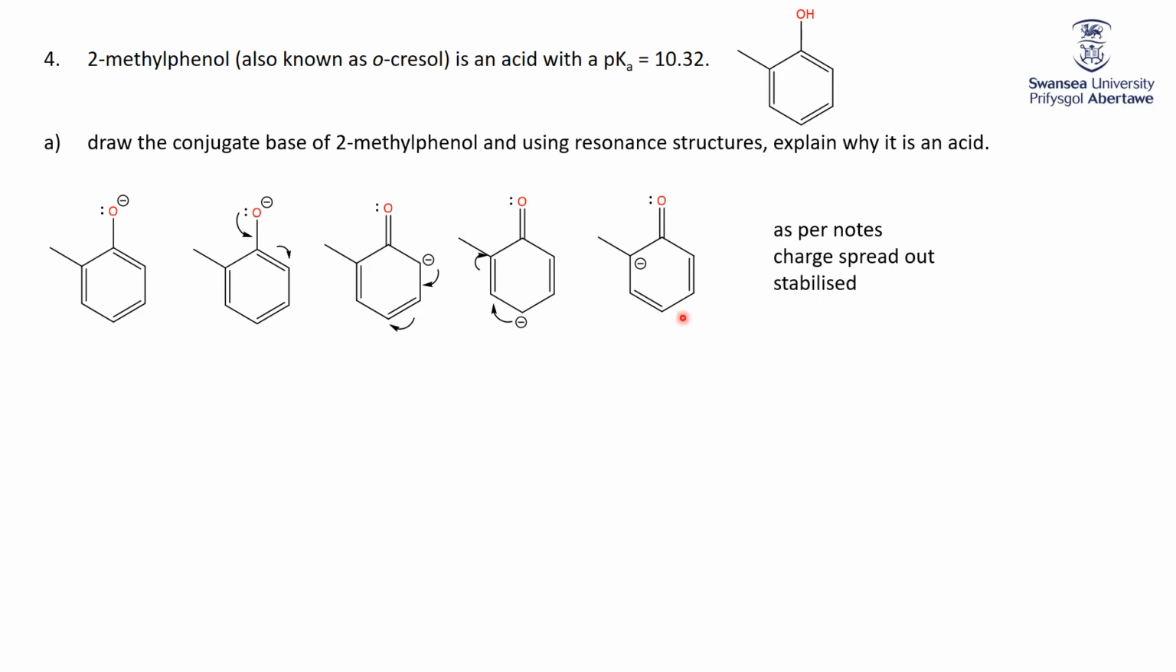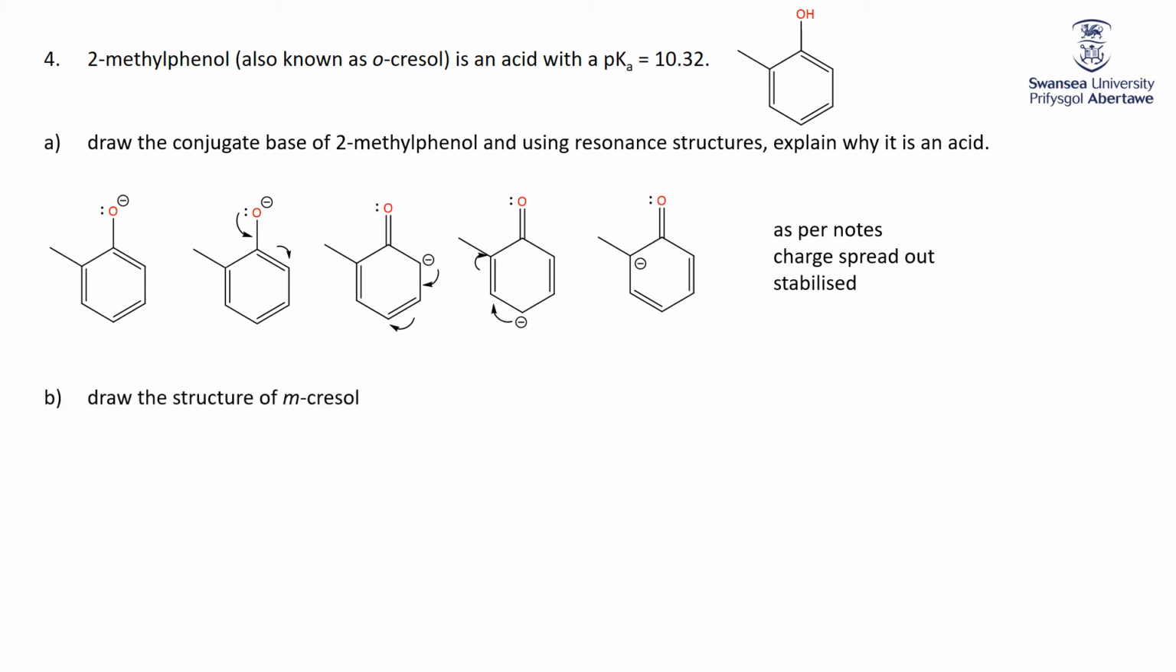Now, because one of the resonance structures isn't as good as phenol, 2-methylphenol is not as good an acid as phenol is. And you can tell that if you remember the Ka or the pKa of phenol is about 10. So remember, the bigger the pKa, the weaker the acid. 2-methylphenol is a weaker acid than phenol. Still an acid because it can spread out the negative charge, but one of the resonance structures is not as good because you have this methyl group pushing electrons in towards a carbon that's already got too many electrons.